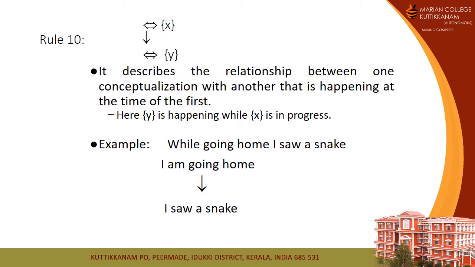Tenth one, it describes the relationship between one conceptualization and another that is happening at the time of the first. Here, set Y is happening while set X is in progress. While going home, I saw a snake. So I am going home is one set and I saw a snake is another set. So here Y is I saw a snake and X is I am going home.